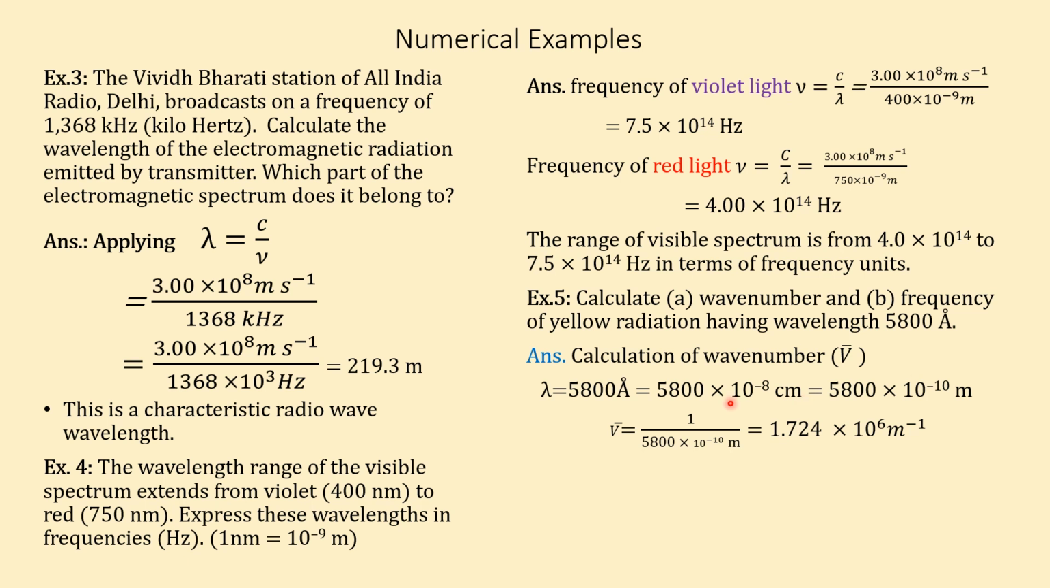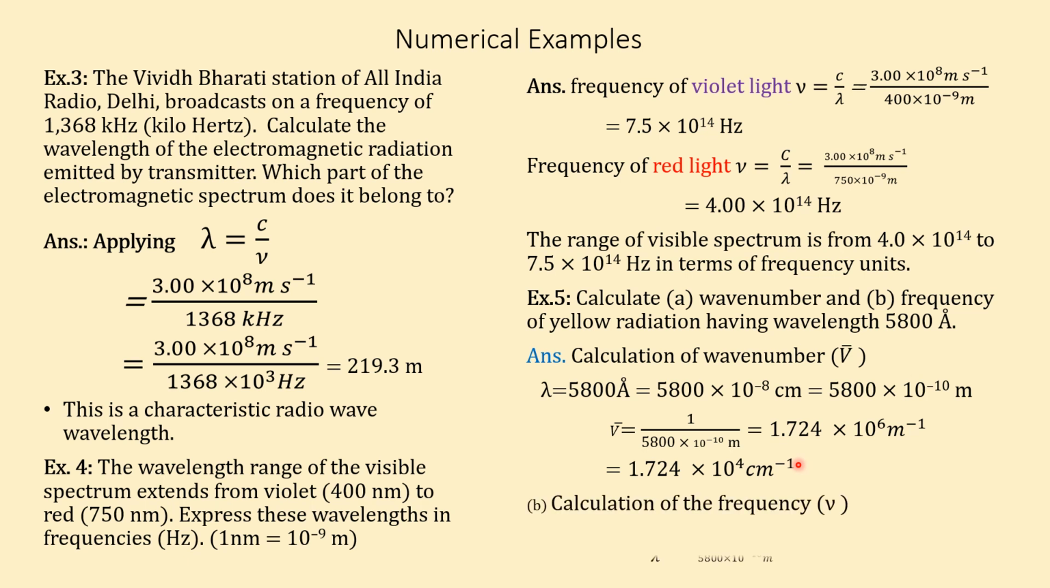Therefore, wave number nu bar is equal to 1 over lambda, that is 1 over 5800 into 10 to the power of minus 10 meters. Simplifying, we get the value as 1.724 into 10 to the power of 6 per meter, or we can write it also as 1.724 into 10 to the power of 4 per centimeter.